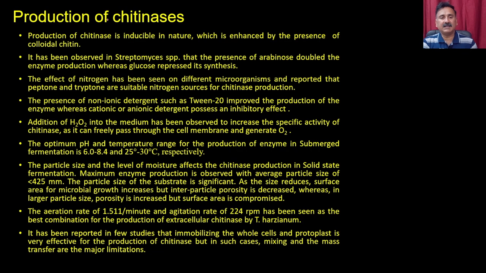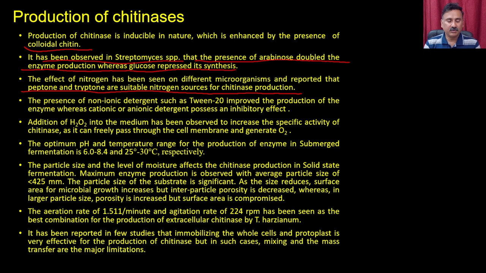How are you going to produce the chitinases? The production of chitinase is inducible in nature, which is enhanced by the presence of colloidal chitin. It has been observed in Streptomyces species that the presence of arabinose doubles the enzyme production, whereas glucose represses its synthesis. The effect of nitrogen has been seen on different microorganisms, and it was reported that peptone and tryptone are the suitable nitrogen sources for chitinase production. These are some of the conditions I have given, so you can go through the content, and it will tell you what conditions facilitate the production of chitinases.